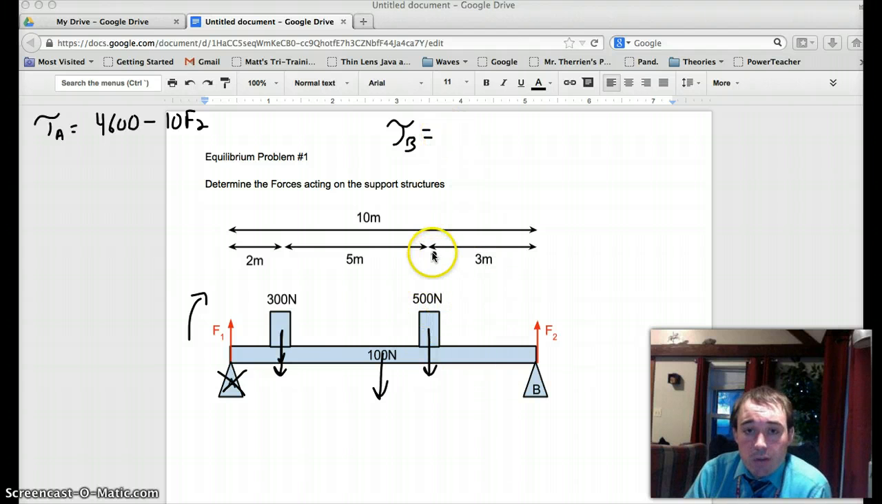So the 500 is 3 meters away from B. So it's negative 3 times 500. That negative again means the counterclockwise. It's still 5 meters. It's at the center of mass. Minus 5 times 100.